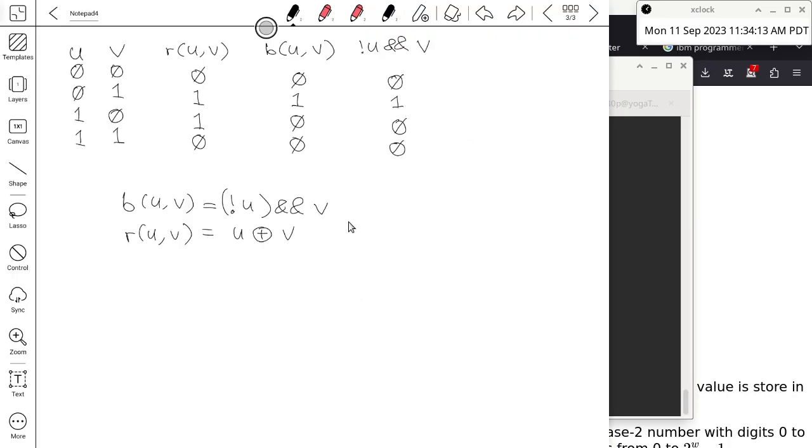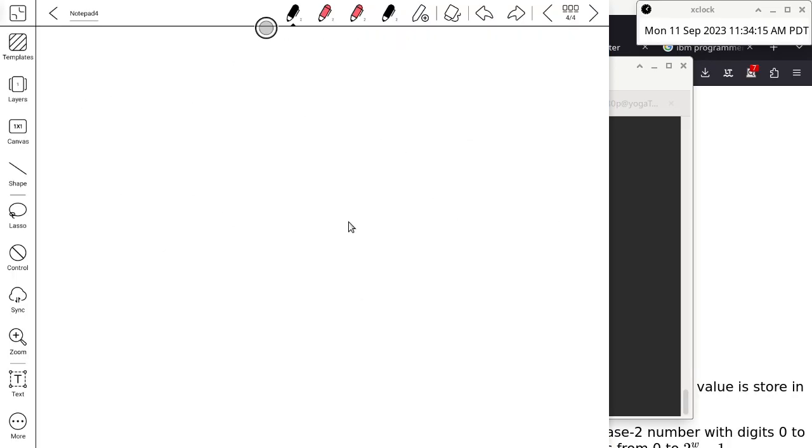Okay, so we can use another page here. We look at 2 to the power 32, which is, technically you have to subtract 1. That's the largest value they can represent. Why do we have to subtract 1? Okay, there are 2 ways to look at this.